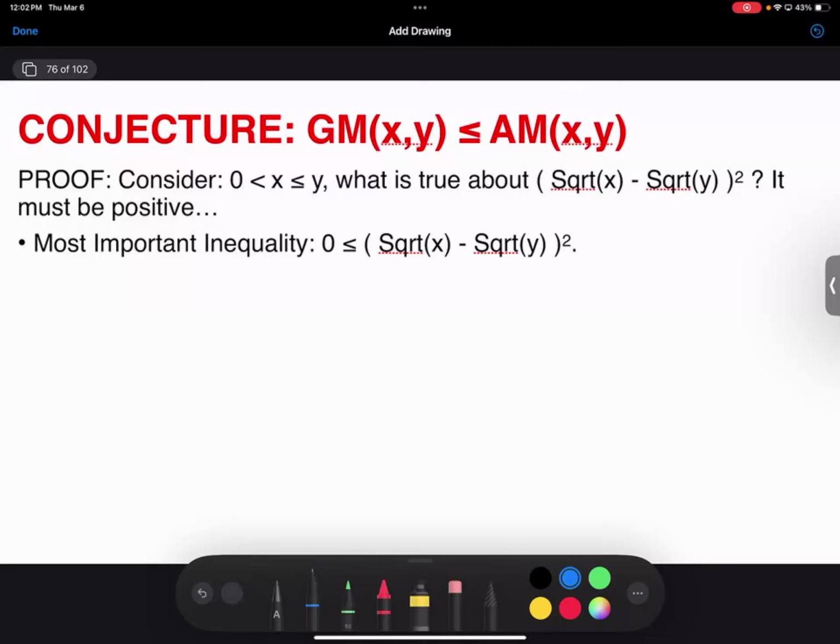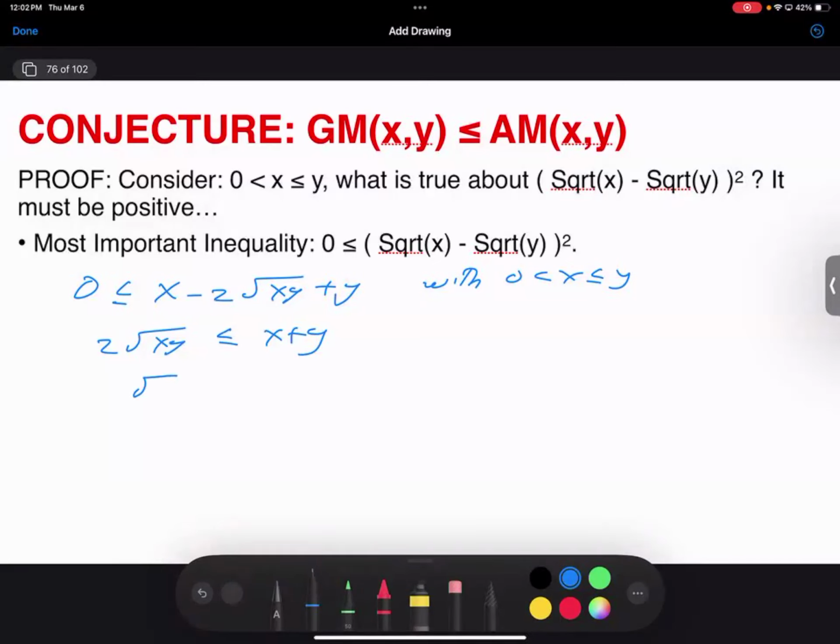So let's square the square root of x minus the square root of y. And so we get 0 is less than or equal to x minus 2 root xy plus y, with 0 less than x less than or equal to y. So we have 2 square roots of xy is less than or equal to x plus y. It should be screaming at you what to do, right? We don't need machine learning to look at all the different possibilities and try everything. Just square root of xy is less than or equal to x plus y over 2.